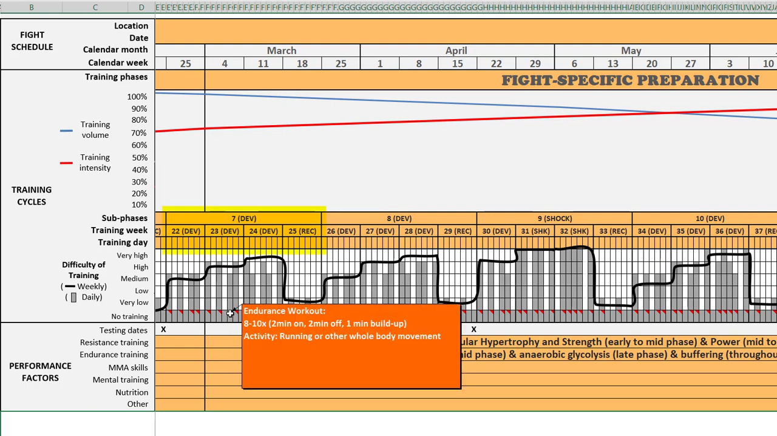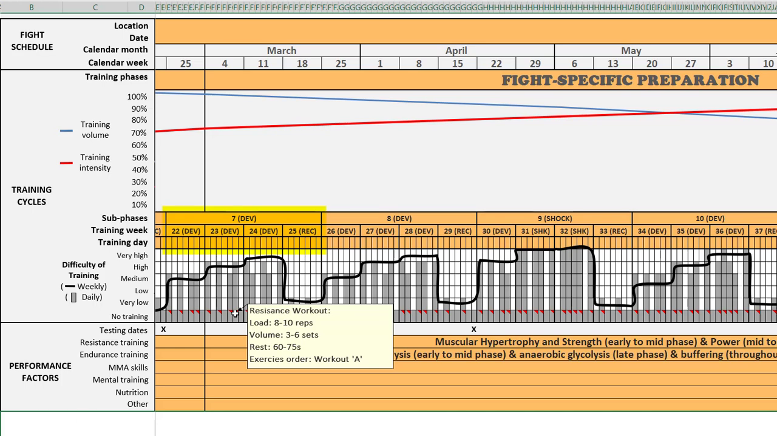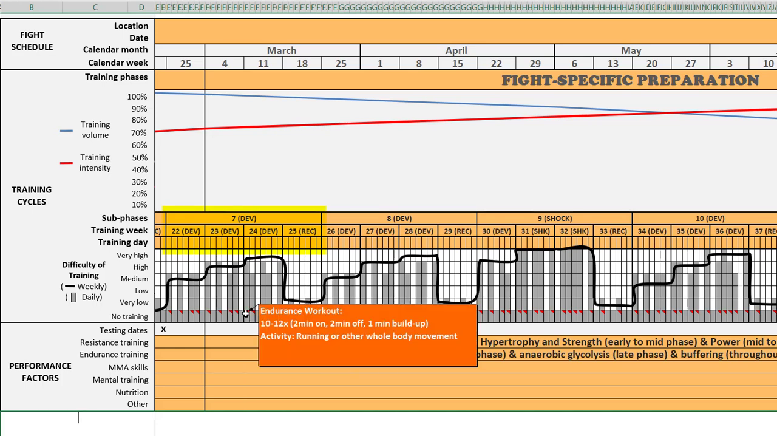Here's our second endurance workout, and then we're back here for the resistance workout. Now, for week 24, the increase in training difficulty again comes from increasing the number of sets completed in the endurance training sessions. It increases to 10 to 12 2-minute work intervals here. And there's also another fight simulation for 3 rounds at the end of this week.